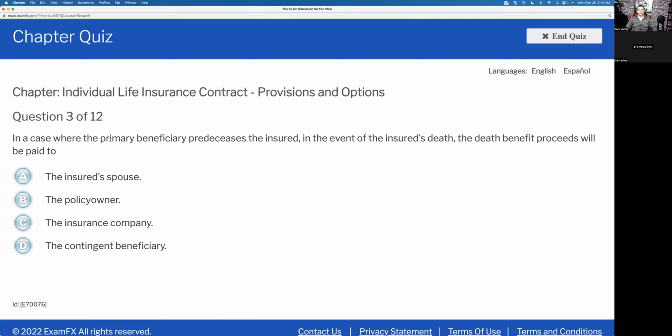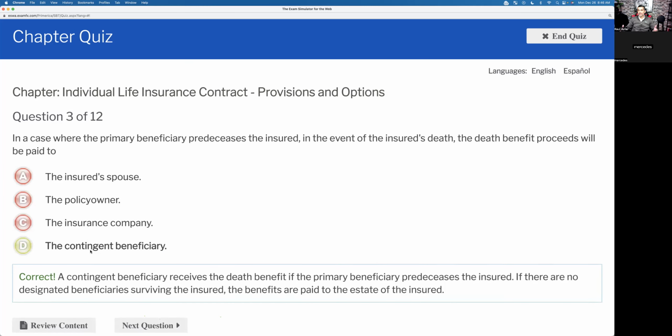In the case where the primary beneficiary predeceases the insured, in the event of the insured's death, the death benefit proceeds will be paid to the contingent beneficiary, if there is a contingent beneficiary. If there is not a contingent beneficiary, then it goes to the estate. The estate is the net worth of the client.